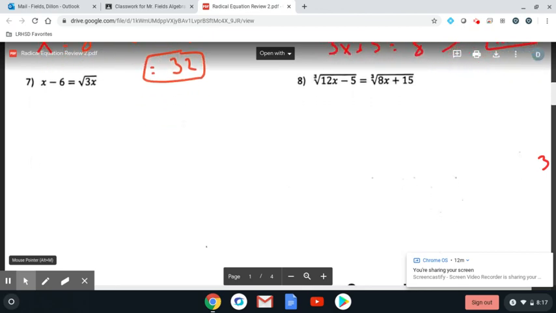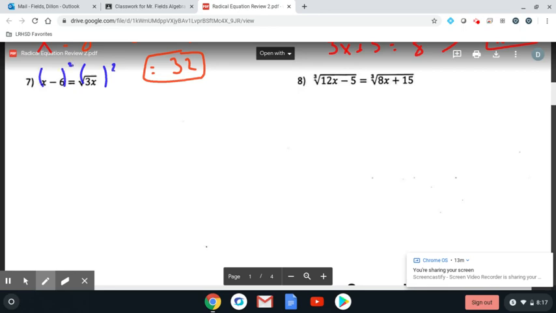All right, so let's look at 7 and 8. Okay, so 7 and 8 go back to the radicals. All right, so when you look at problem number 7, you have x minus 6 is equal to the square root of 3x. Now, we talked about on the first problems always getting the square root by itself. So on number 7, the square root already is by itself on that right side. So we want to get rid of it by squaring it.